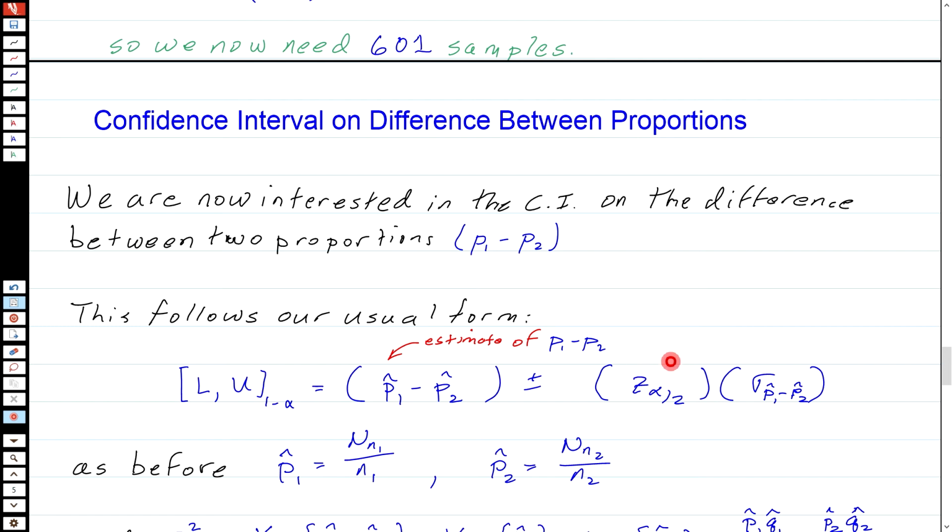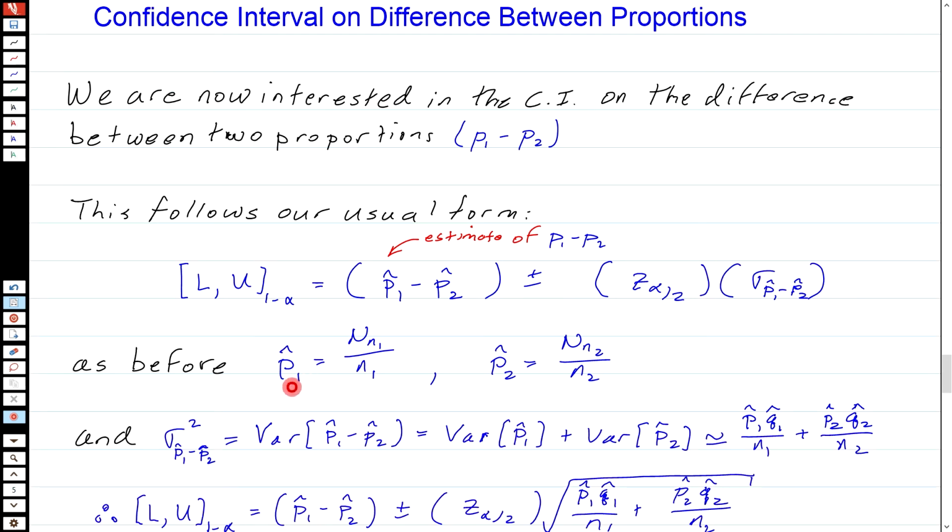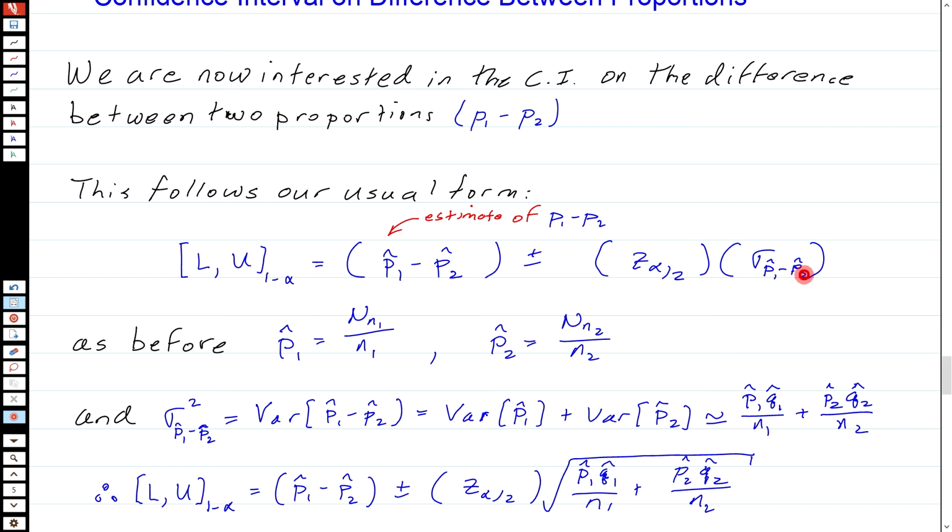Our confidence interval follows the usual form, something plus or minus something times something. These are proportions, so z alpha by 2 is always going to go in this second something. The first something is the estimate of P1 minus P2, which is P1 hat minus P2 hat. And the last something is going to be the standard deviation of P1 hat minus P2 hat. As before, we're going to estimate P1 hat by counting the number of successes in population 1 divided by the number of samples we took in population 1. And P2 hat is the number of successes in population 2 divided by the number of samples we took in population 2.